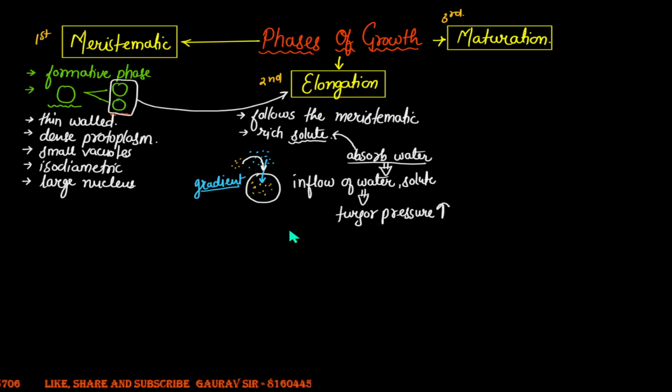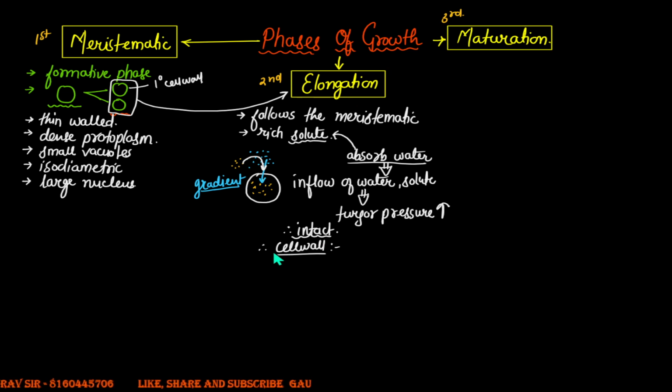Now, as a result of this, the shape of the cell remains intact, and due to increased turgor pressure of the cell, we find there is a development of the cell wall. The cell wall which is formed here is basically primary in nature, just like the cell wall which was formed in the meristematic region, which was a primary cell wall.